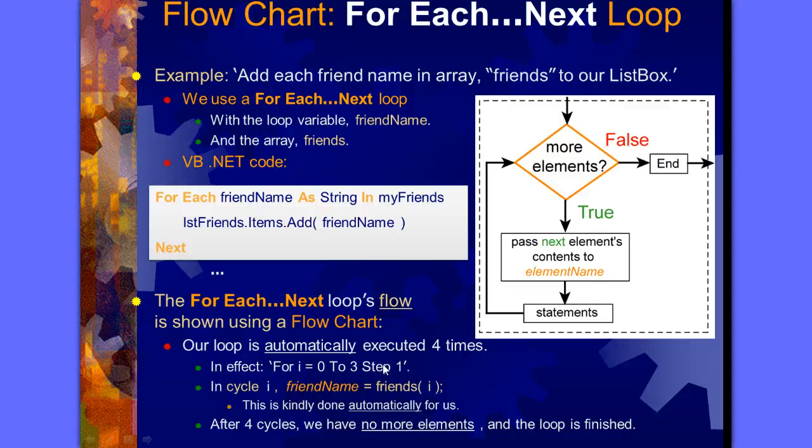But you'd have to change the statements to be processed as well. In cycle I, friend name equals friends I. So I guess in cycle 0, friends 0 would become friend name, and so on. This is kindly done automatically for us. After 4 cycles, we have no more elements, and the loop is finished.